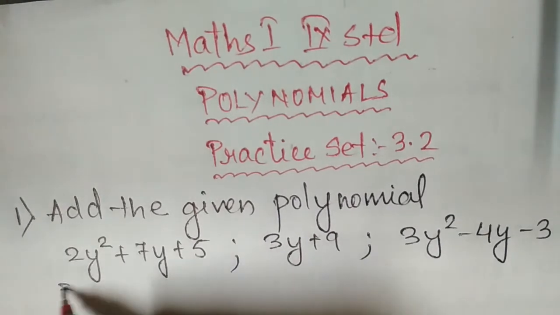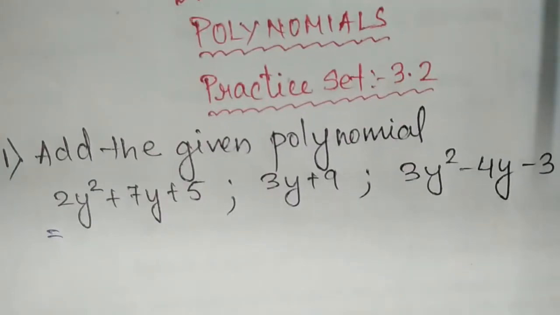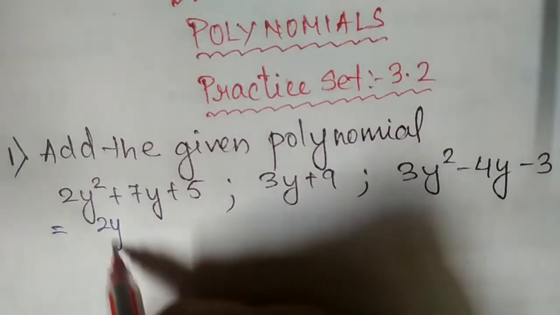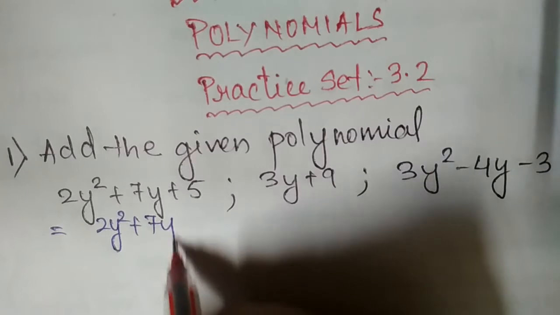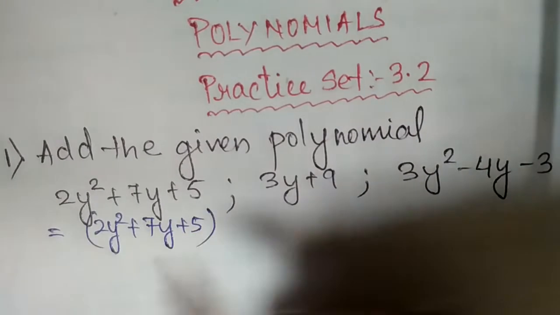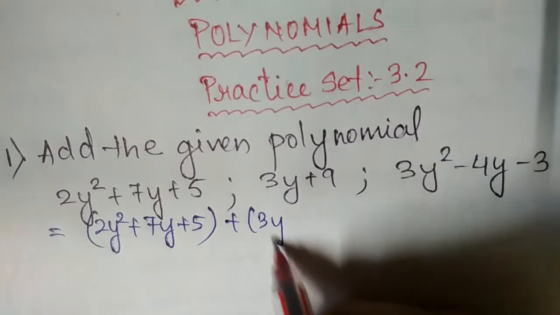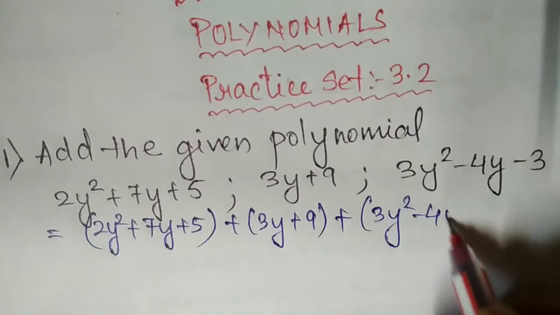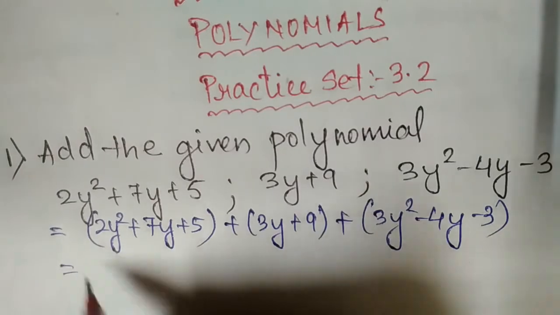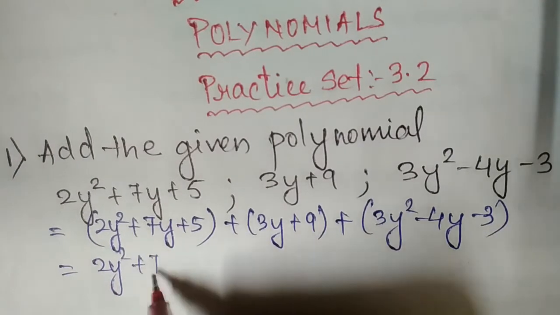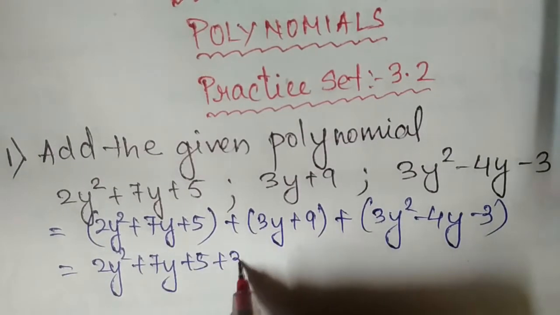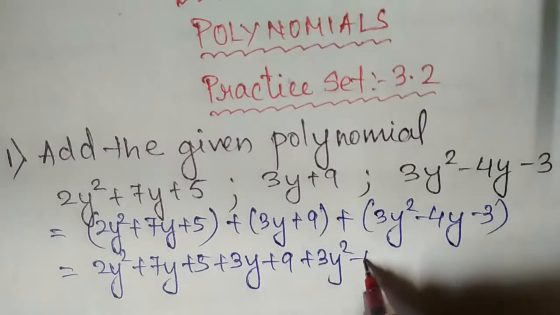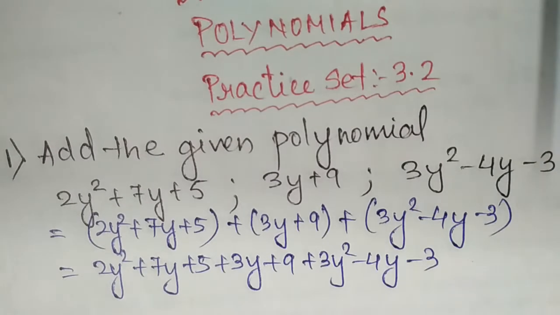First of all, you will write the sum as it is, with the brackets. First write 2y square plus 7y plus 5 in brackets, then plus 3y plus 9, plus 3y square minus 4y minus 3. Now we will remove the brackets: 2y square plus 7y plus 5 plus 3y plus 9 plus 3y square minus 4y minus 3.